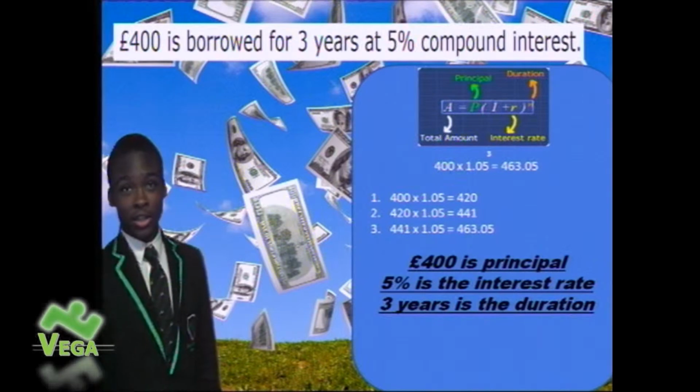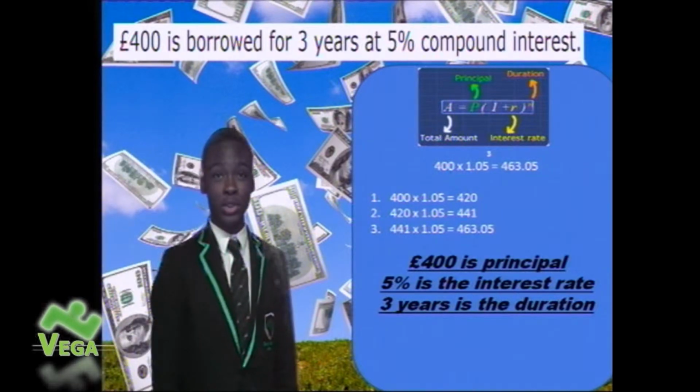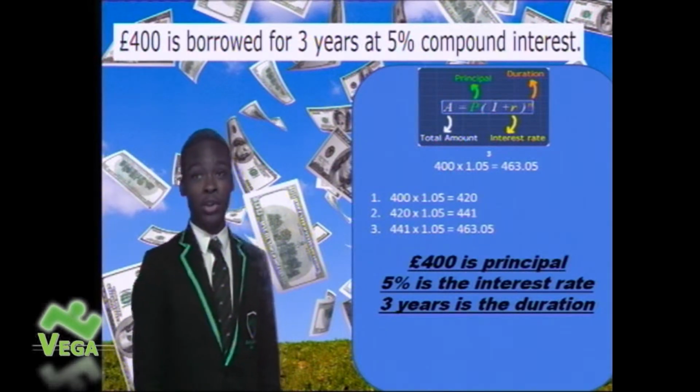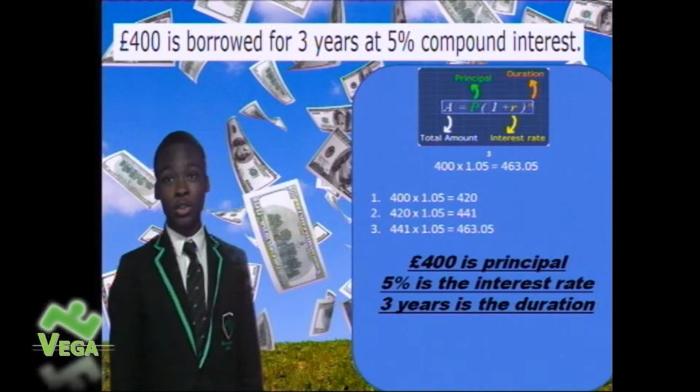Examples. Here's a compound interest question. £400 is borrowed for 3 years at 5% compound interest.